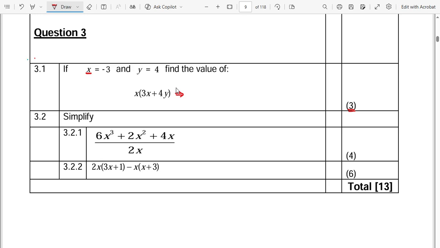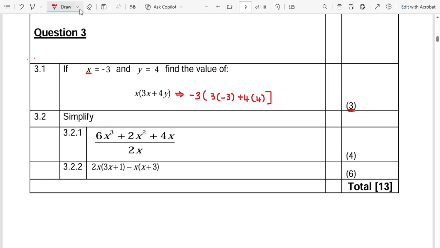So I need you to stop, pause the lesson, and try to do this on your own. Let's see if you manage to get this right. What I'm going to do is say this will be x, which is minus 3. Inside the bracket, this will be 3, multiplied by x, which is minus 3. Then what do we have next? This will be plus 4 into the y, which is 4. Then we close the bracket.